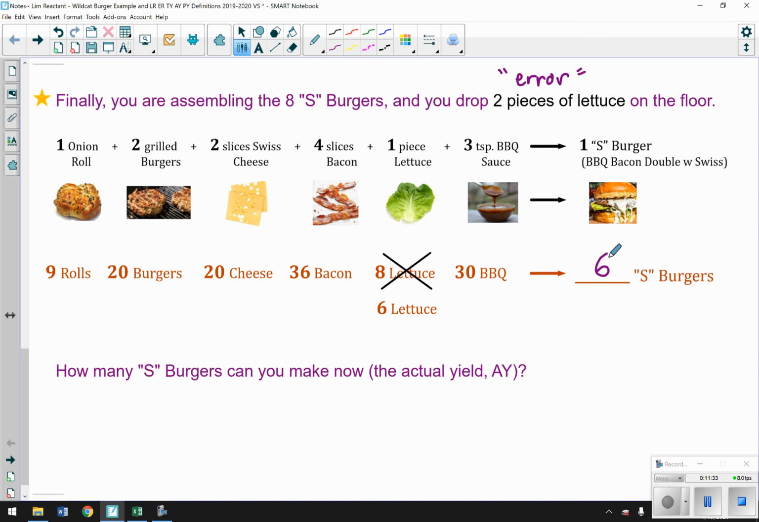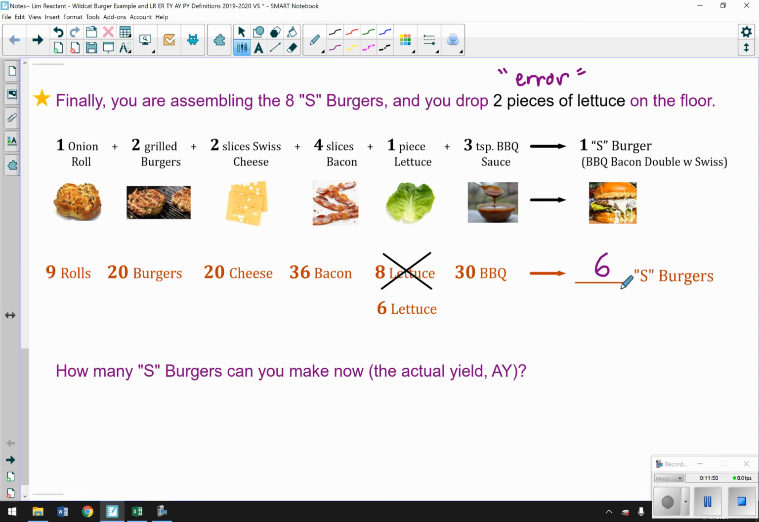Okay. Now, if you think about what we talked about before, when we did the where did it go lab with the baking soda and vinegar, we talked about the actual yield as the amount that you can actually make in a chemical reaction, not the theoretical yield.